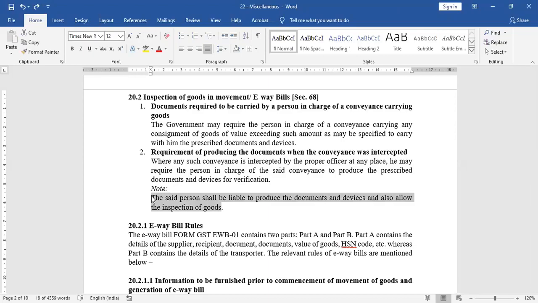This is section 68. Now let me tell you in detail about the e-way bill. What is that bill which this truck driver will show? Those are not manual bills nowadays. Those are electronic bills, e-way bills. This e-way bill form is known as form GST EWB-01. Form GST EWB means e-way bill, number is 01. It has 2 parts, part A and part B. Part A has the details of the supplier selling the goods, and part B has the details of the transporter who is transporting the goods.